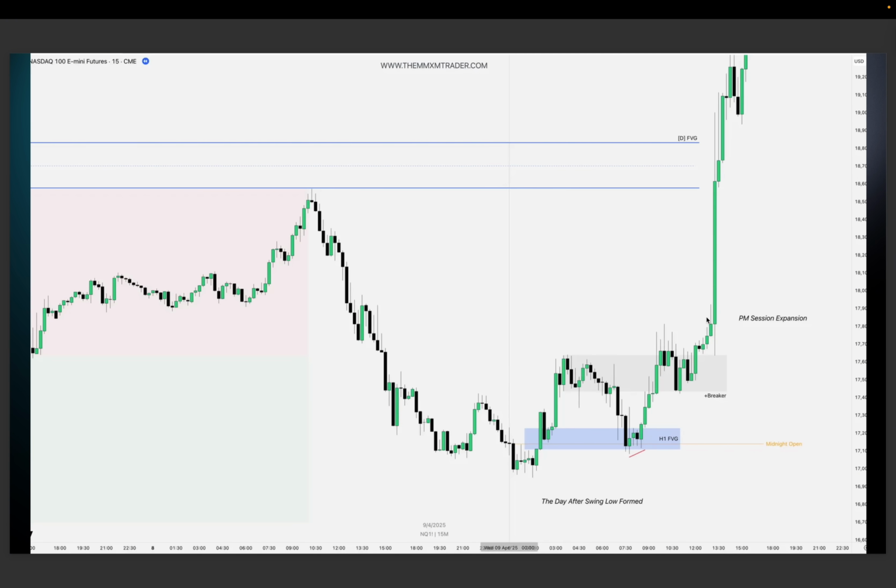Some PM session expansion here. So we have that lower time frame SMT, right? We obviously have the liquidity here and the liquidity with the relative equal highs here on the hourly chart. Then the PM session opens at 1 p.m., 1:30 p.m. here. It trades back down into a breaker here and then expands all the way up until the daily fair value gap above us.